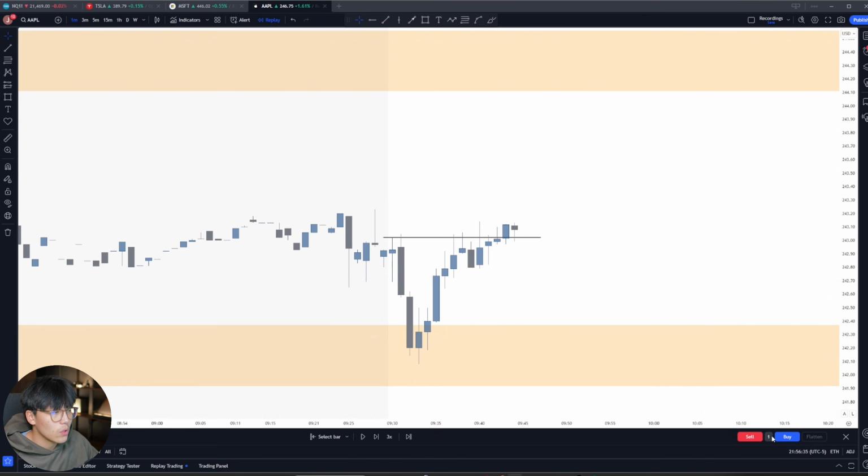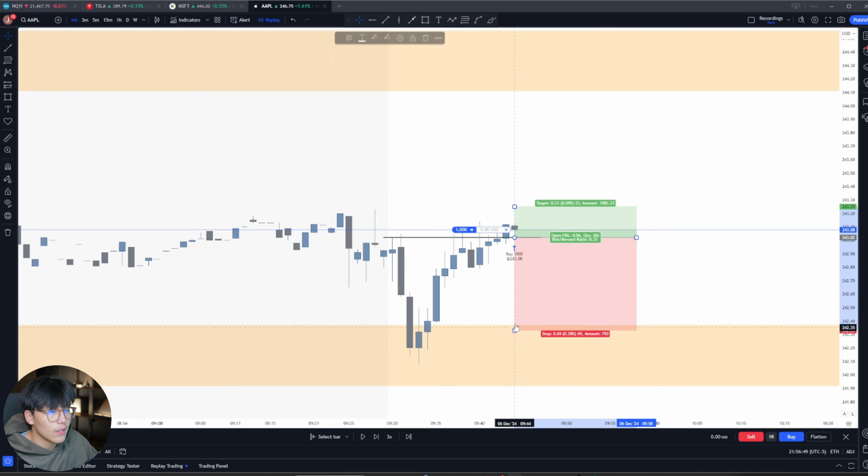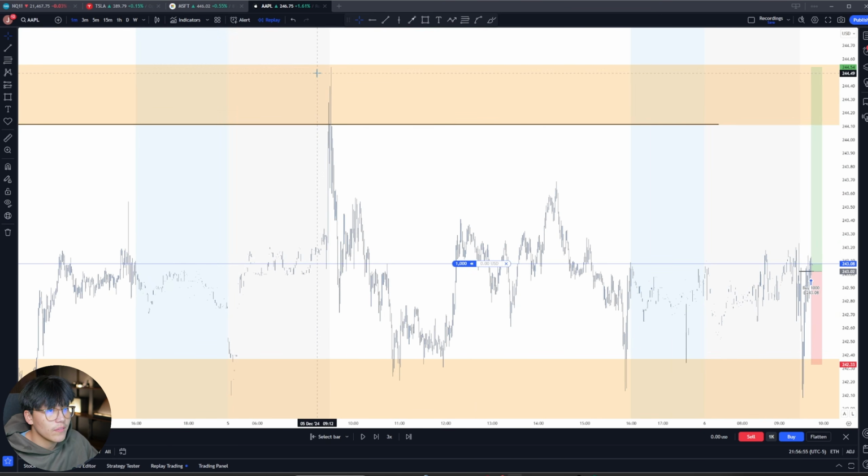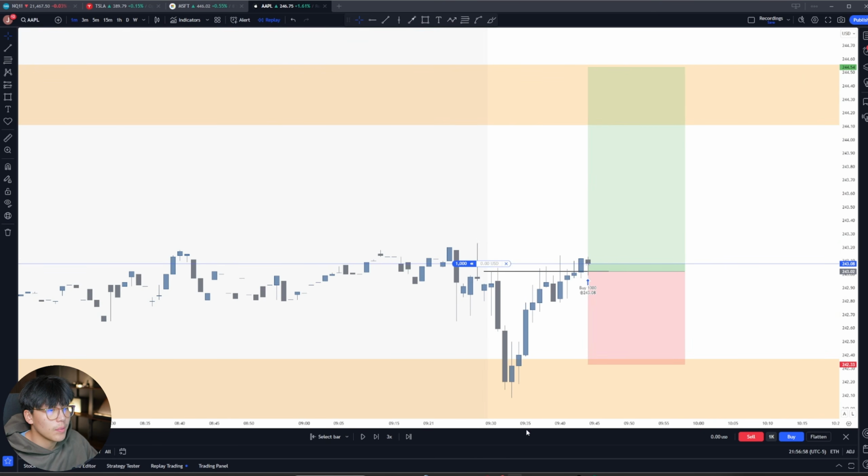This is where we can go look long with a stop all the way at low of day. And now what we can look to target is the key levels and above. So this is your previous high of day pivot point. Now we can play out the tape.